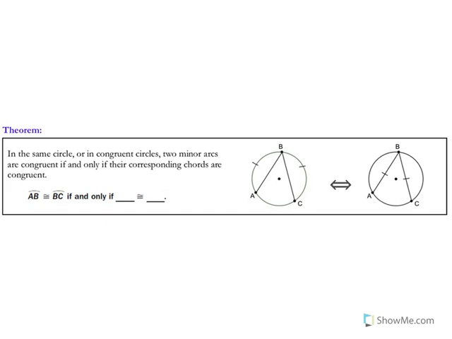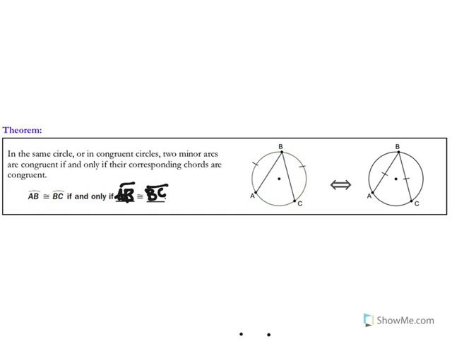All right, so this first theorem that we're going to talk about today says in the same circle or in congruent circles, two minor arcs are congruent if and only if their corresponding chords are congruent. So that means if I have one circle, this circle over here to the right, the arcs AB and BC are congruent if and only if their corresponding chords are congruent. So that means the chord AB is congruent to the chord BC.